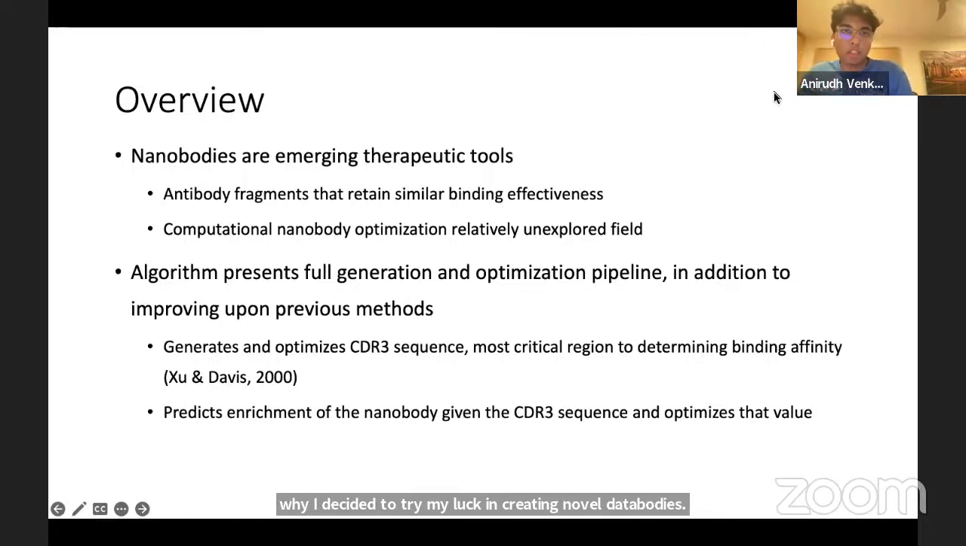So the algorithm that I built presents a full generation and optimization pipeline and improves upon previous methods. It generates and optimizes the CDR3 sequence of a nanobody. If you were to think of a nanobody as a protein, which is just a sequence of amino acids, the CDR3 sequence of amino acids is the region of that protein that is most critical to determining how effective the nanobody is. So changing the CDR3 sequence allows the nanobody to be either more effective or less effective in treating a disease. And what the algorithm does is it optimizes the sequence and predicts the binding affinity, or the effectiveness of the nanobody, also termed enrichment, given this sequence of amino acids.